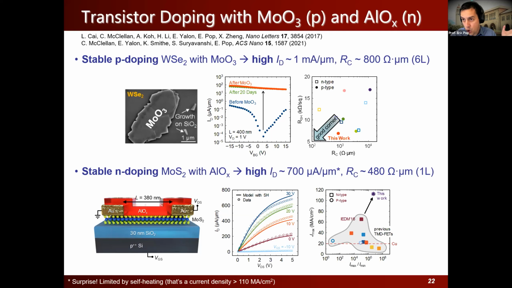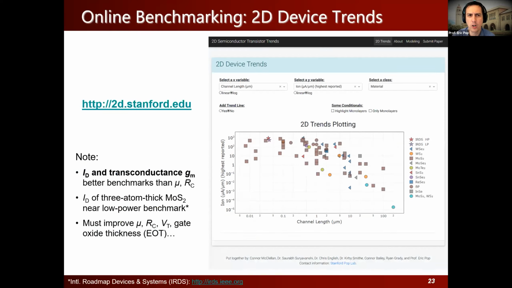The doping, of course, works. This is great. But at the end of the day, our transistors, as I wrote here at the bottom, are still limited by self-heating, because you're pushing a lot of current through an atomically thin material that's sitting on an otherwise thermally insulating silicon oxide. So we'll come back to the self-heating part a little bit later.